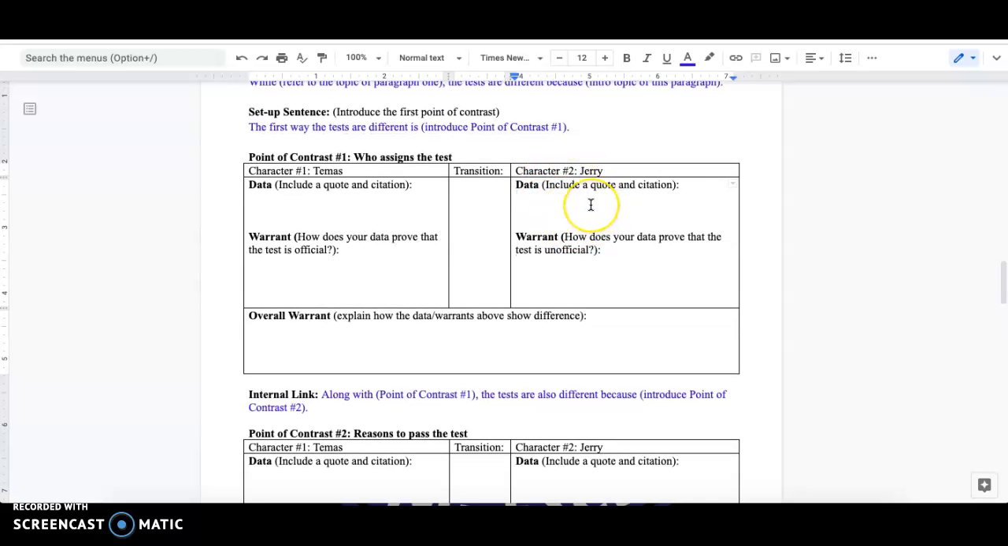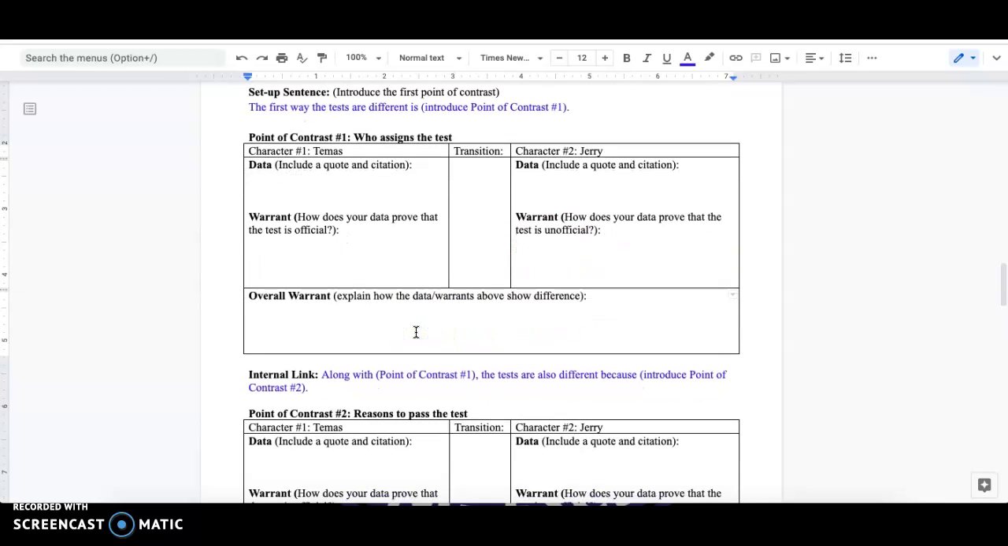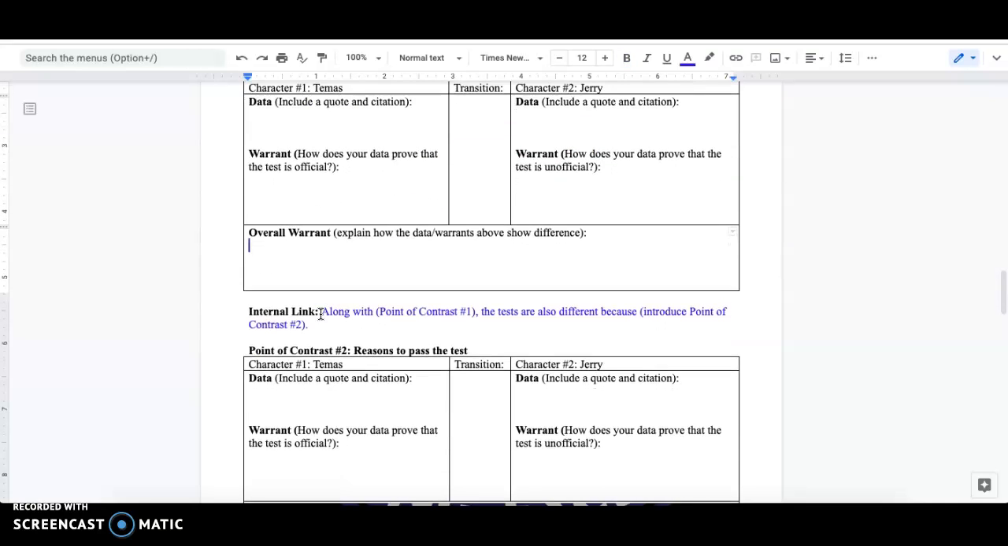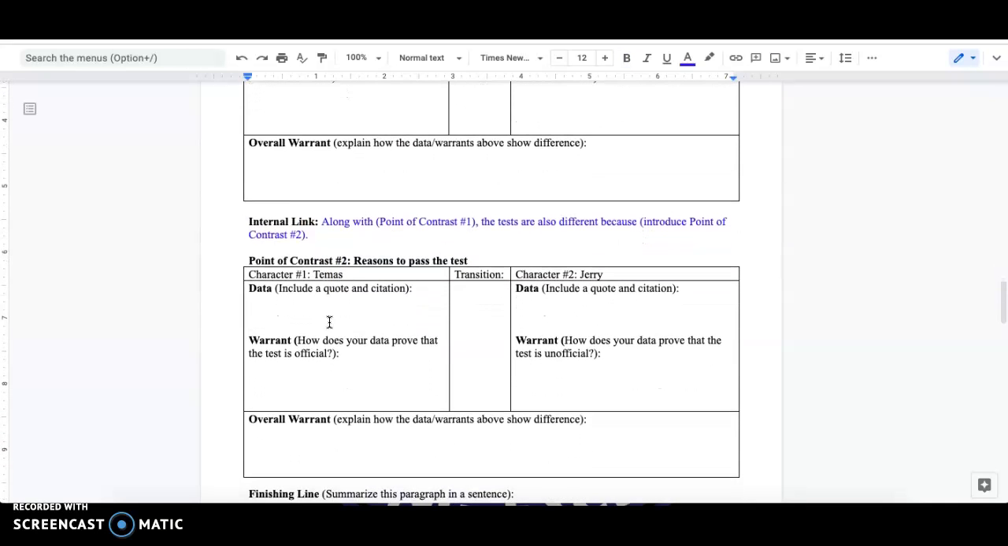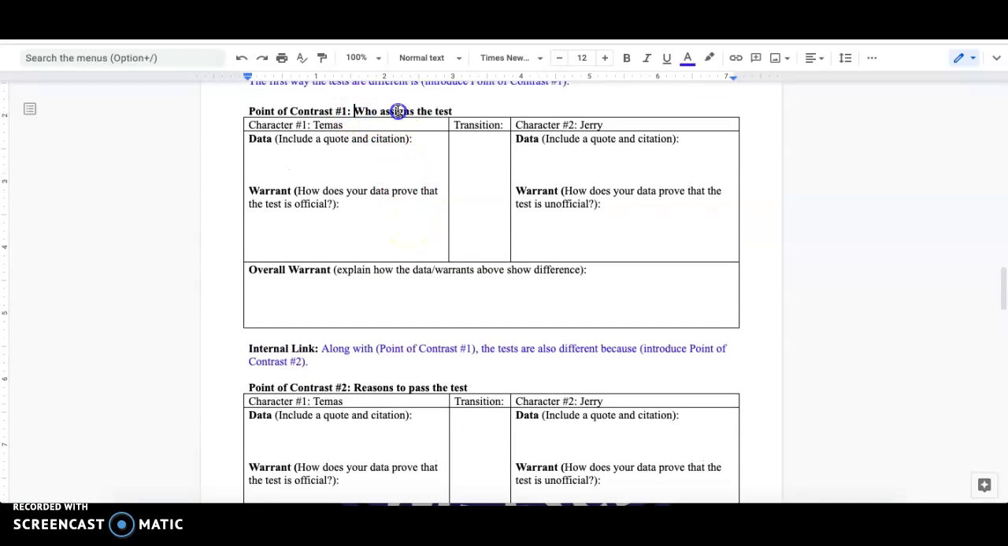So you need a data point for him. So find maybe when he sees the boys or when he decides he wants to do this, but something about him kind of assigning the test to himself. And how does him assigning the test to himself prove that the test is unofficial? That's what you need to explain in your warrant, and then you need another one of those overall warrants. So explain how, who assigns the test overall, so what you have here for Tamas and what you have here for Jerry. How does that show difference? Then you have your internal link where you move to the second part of this paragraph. So along with point of contrast number 1, so somehow word this.